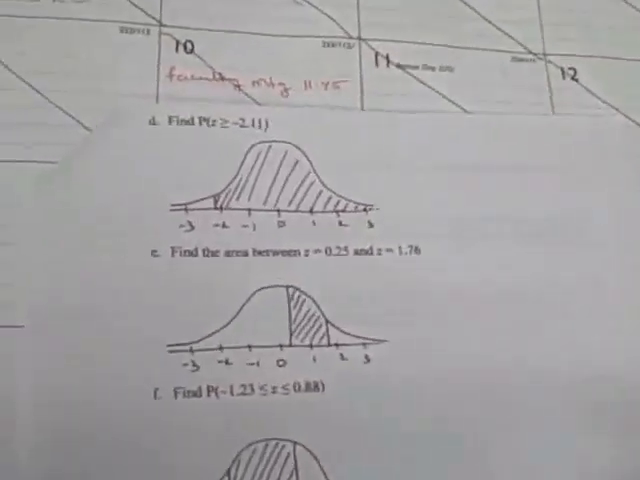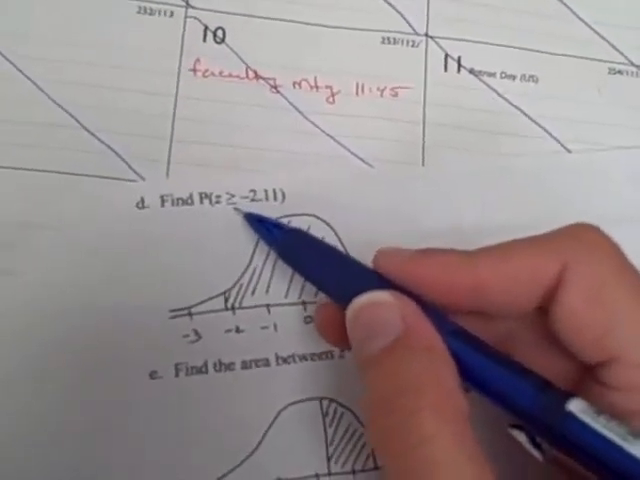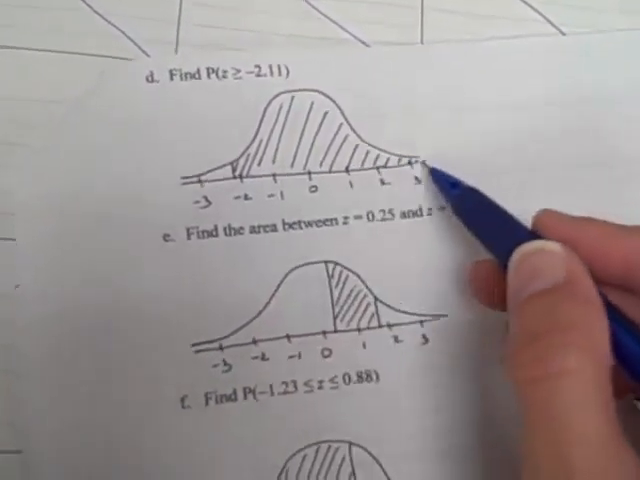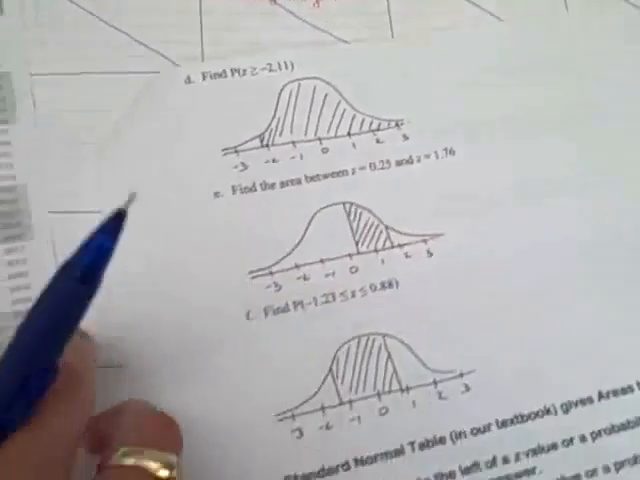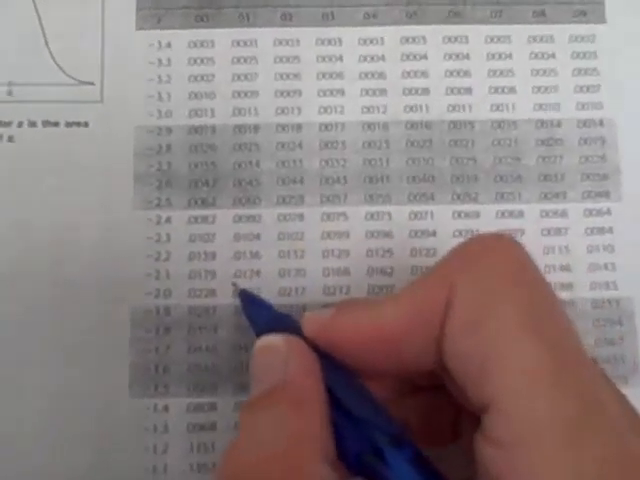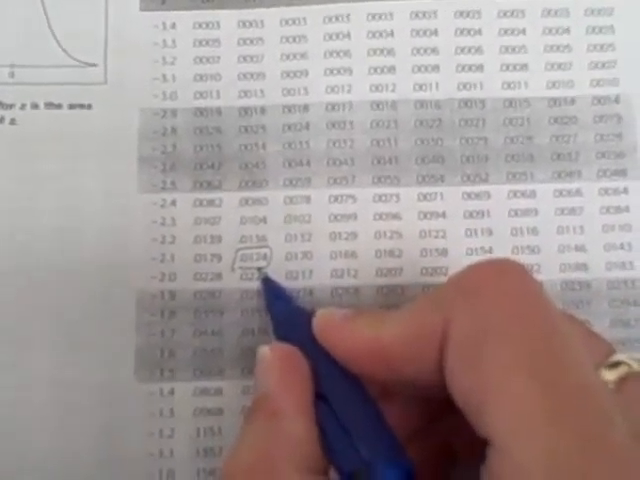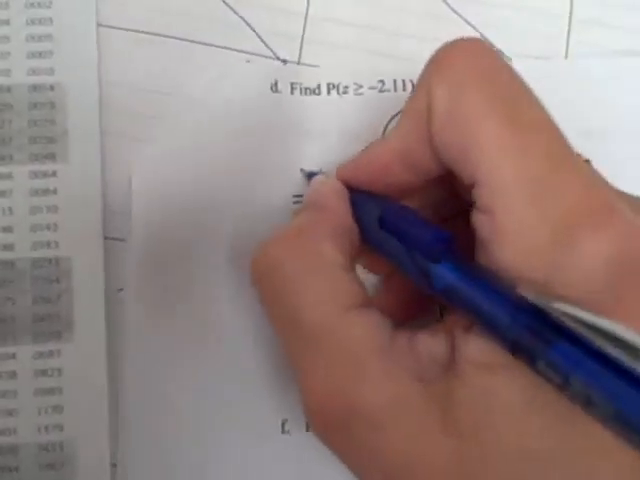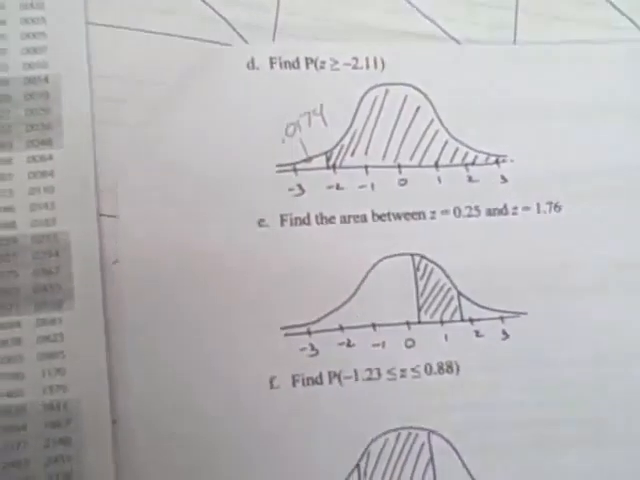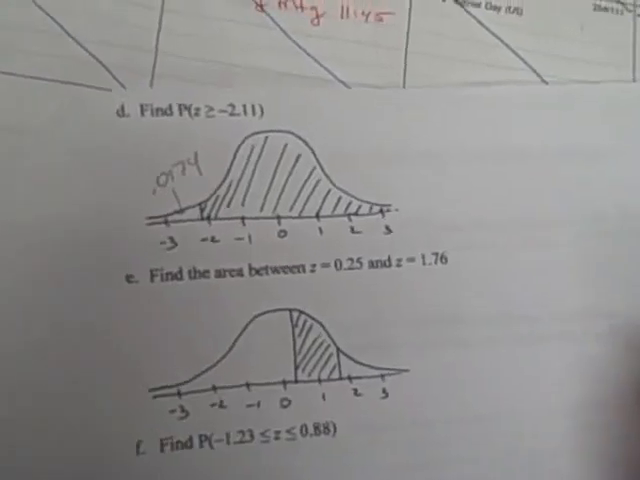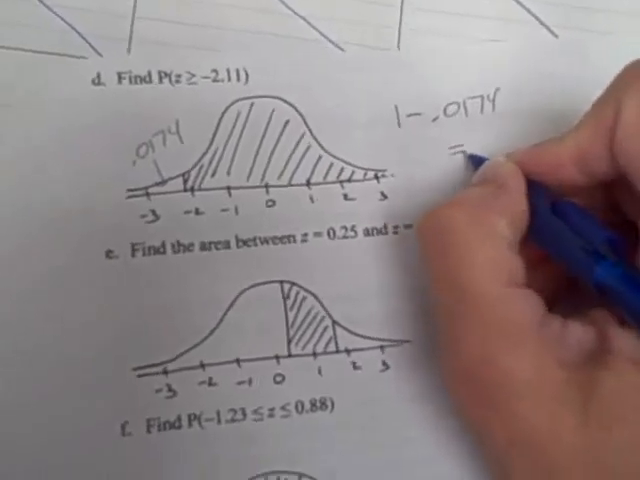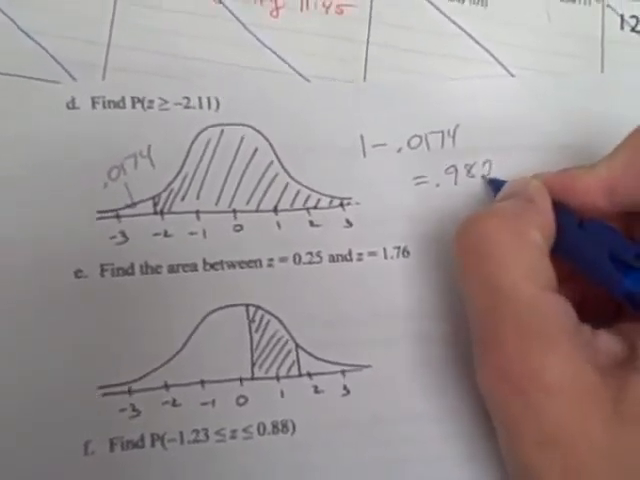Same thing, working with the probability statement. The probability that Z is greater than or equal to negative 2.11, okay, that's the area to the right of negative 2.11. When I go to my Z table and I look up negative 2.11, I get 0.0174. That's this area to the left, 0.0174. We don't want the area to the left, we want the area to the right. So we do 1 minus 0.0174, which is 0.9826.